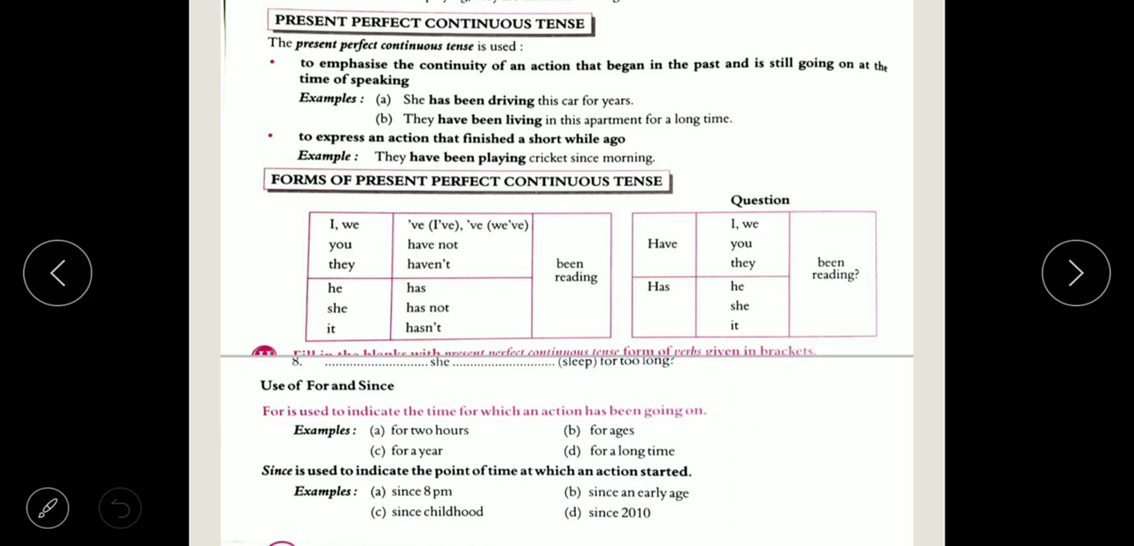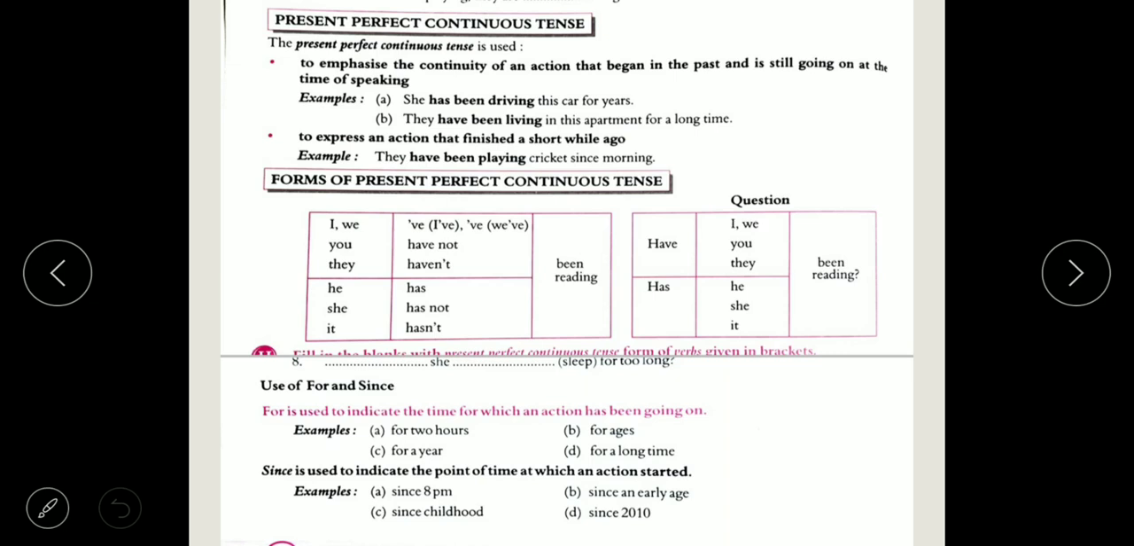The present perfect continuous tense is used to emphasize the continuity of an action that began in the past and is still going on at the time of speaking. Okay, started in the past but still going on at the time of speaking. Like present perfect tense. In present perfect also, we express an action completed in the past but linked with the present. In present perfect continuous tense, we emphasize the continuity of an action that began in the past and is still going on at the time of speaking. Like, she has been driving this car for years. They have been living in this permanent apartment for a long time.